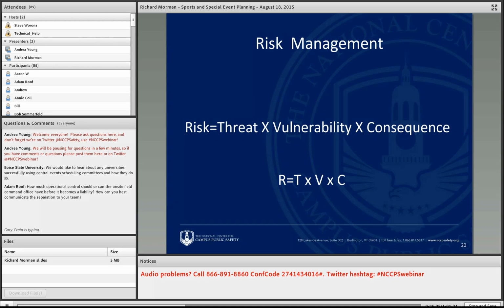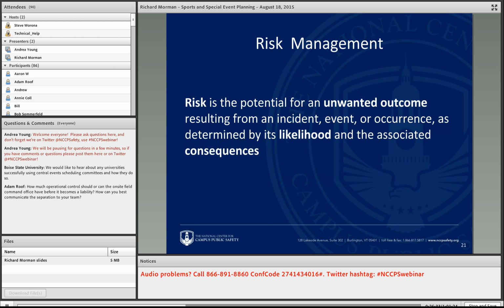So really to simplify this, it's just important to give you some more definitions. So risk, what you need to remember here is really the unwanted outcome, and it's from something, and there's that likelihood again, I've highlighted it for you, and consequences. So really, the definition of risk, think of it as a potential of some loss due to presence of a threat or vulnerability. So risk is a potential for that unwanted outcome resulting from an incident as determined by the likelihood and associated consequences.